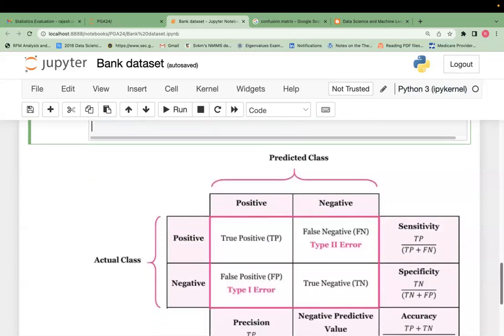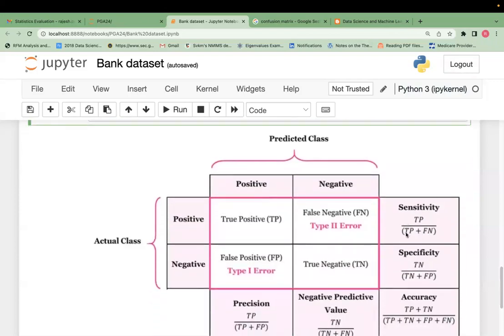If you look at the false negatives, the most important metric is sensitivity. Along with accuracy, which is the primary metric, we must look at other metrics also. One such metric is sensitivity. You can see here, true positive divided by true positive plus false negative. After that, we also have to look at specificity: true negative divided by true negative plus false positive. Sensitivity is also called recall.